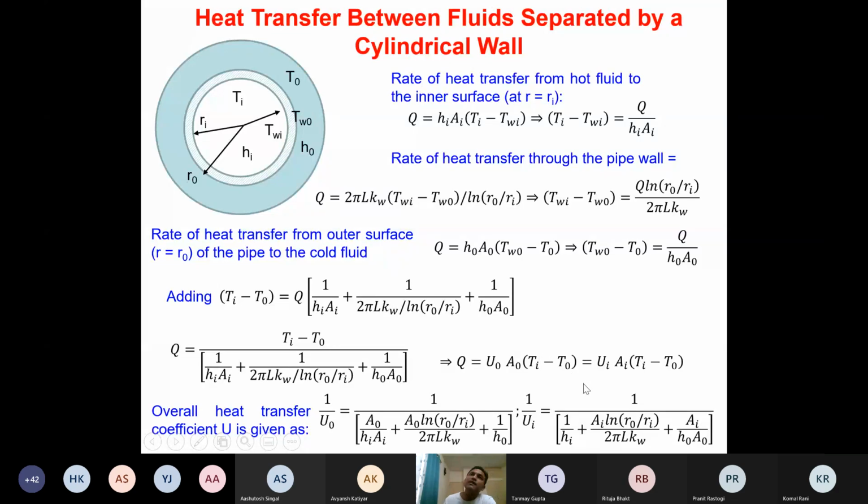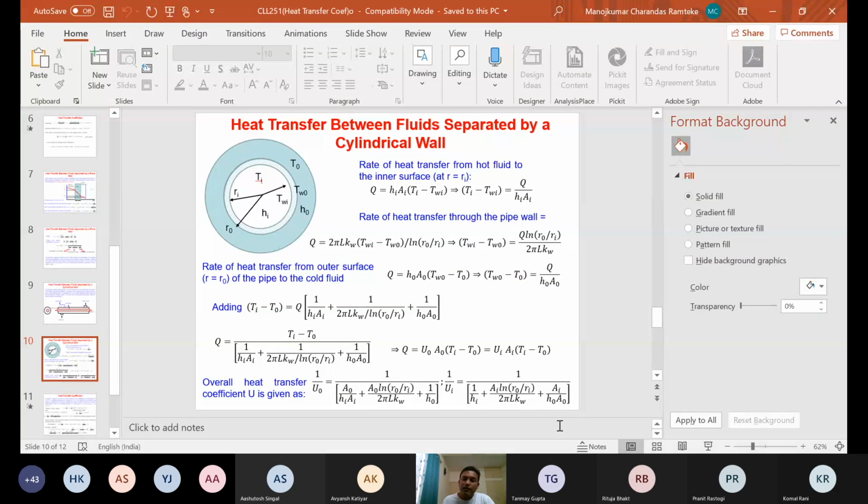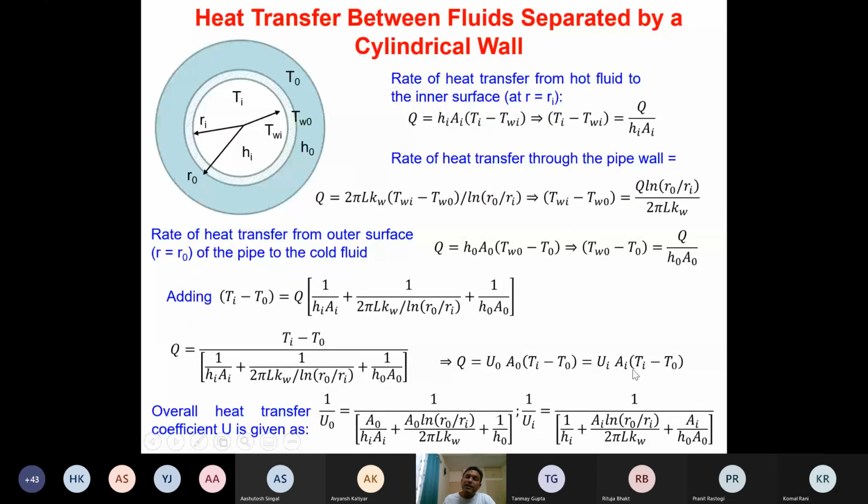Similarly, this can be represented in terms of the overall heat transfer coefficient based on the inside radius Ri. In that case, the overall heat transfer coefficient with respect to the inside radius is represented as Ui, and that is multiplied by the inside area, which is Ai. So clearly you can see U naught A naught is the same as Ui Ai.